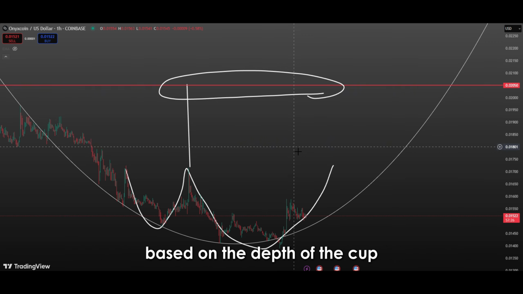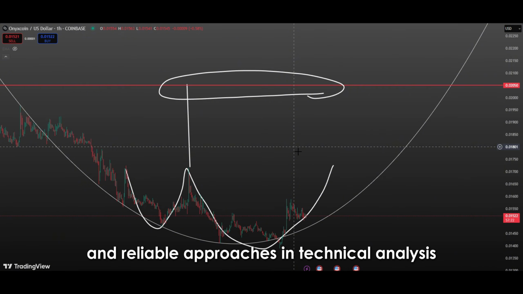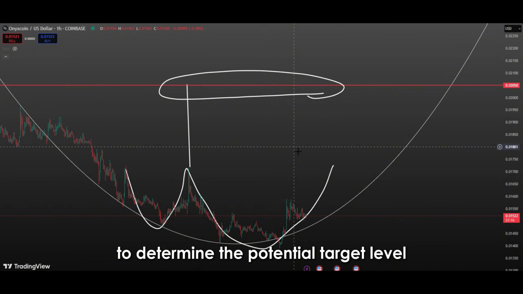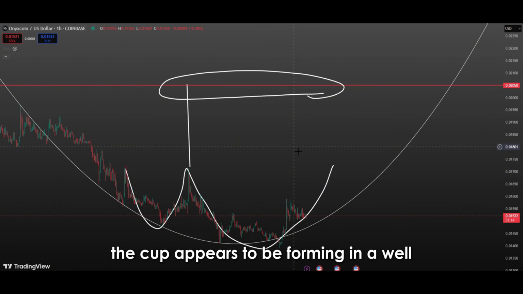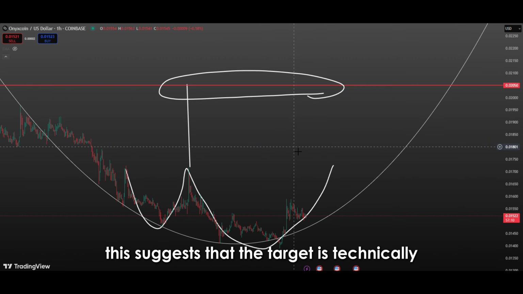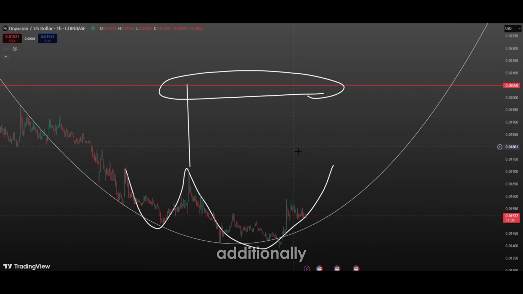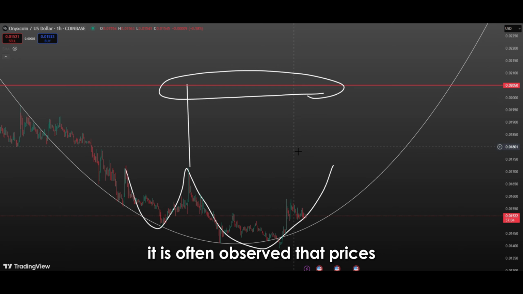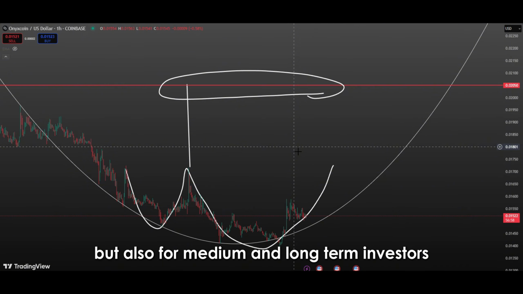Target projections based on the depth of the cup are among the most fundamental and reliable approaches in technical analysis. According to this method, the distance from the bottom to the top of the cup is added upward after the breakout to determine the potential target level. In the current case, the cup appears to be forming in a well-balanced and symmetrical manner. This suggests that the target is technically very reasonable and achievable. Additionally, when reviewing historical examples of such structures, it is often observed that prices exceed the target level. Therefore, this pattern offers an attractive opportunity not only for short-term, but also for medium and long-term investors.